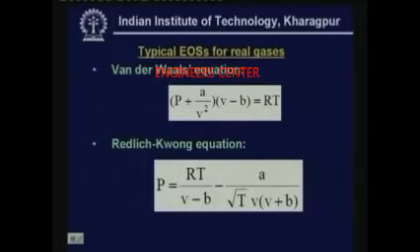The first one, as you know, is the van der Waals equation, and it is given by P plus A by V square into V minus B is equal to RT. If you compare this equation with the ideal gas equation, you find two differences. Instead of P, we have added a term A by V square to the pressure, and this term accounts for the intermolecular forces between the molecules. The second difference is the term B. Instead of V, we have written V minus B, and this B accounts for the volume occupied by the gas molecules.